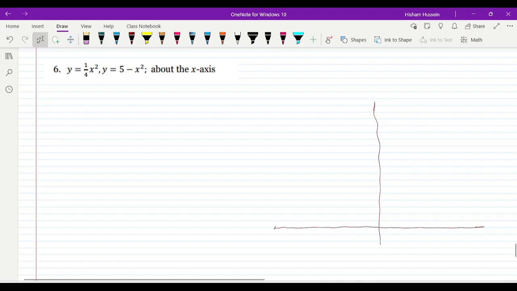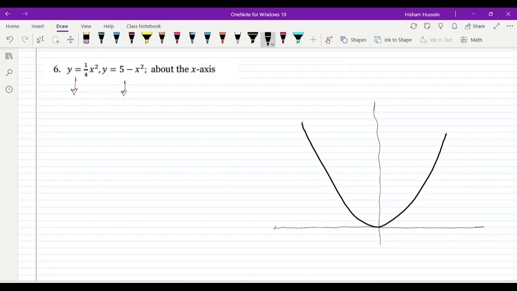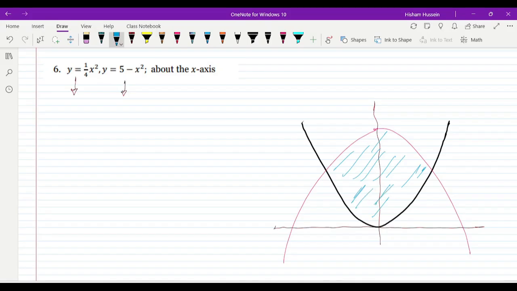In this problem, find the volume resulting from rotating two curves. The first curve is y equals 1 over 4 x squared and the second is y equals 5 minus x squared, rotating this area about the x-axis. So start by sketching y equals 1 over 4 x squared, which is this curve, and y equals 5 minus x squared is the same as this one: negative x squared sketched 5 steps up. So the target is to find the volume by rotating this area about the x-axis.